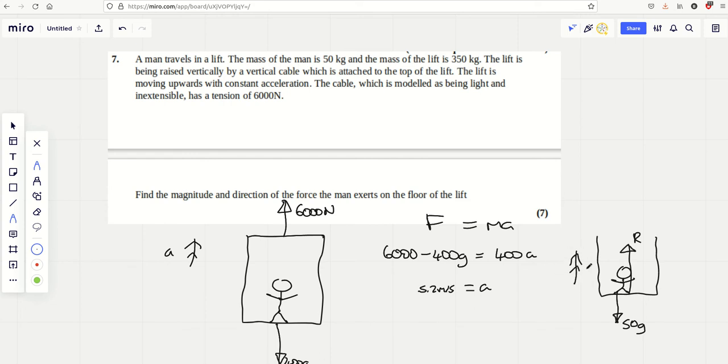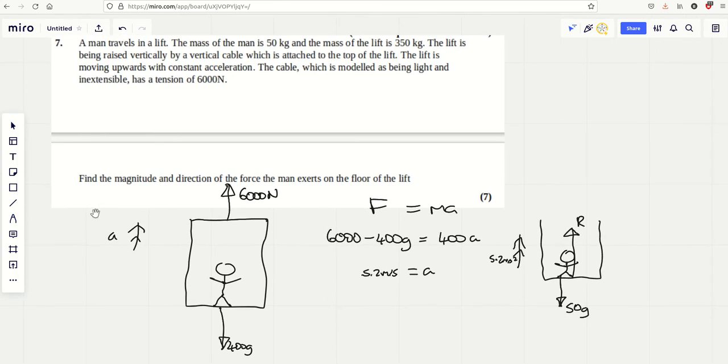Okay, right. We've got the acceleration and we know it's 5.2 meters per second squared. And this is just a case of doing the whole thing again, the whole F equals ma again. So we just do it again. Okay, we've got R minus 50g equals 50a. But a we know now. It's 5.2. And hence we can work out R. And if you work that out, you should get 750 newtons.